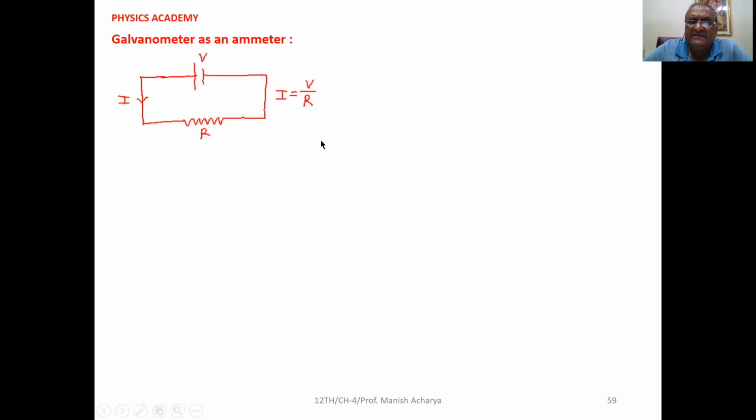See, suppose we have the circuit as shown in the figure, in which the resistance R is connected with a battery having V volt. If we connect this circuit, how much current will flow through resistance R? As per Ohm's law, the current I is equal to V by R. That much current will flow through this resistor. And now we want to measure this particular current flowing through the resistance R.